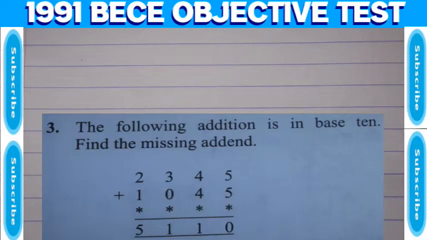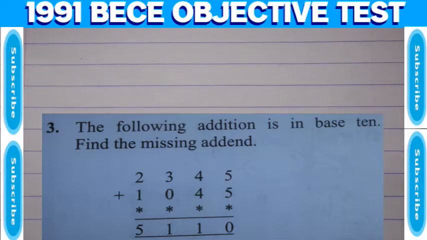The following addition is in base 10. Find the missing addend. So base 10 addition is the usual addition that we do. You add, and then when you have a sum of 10, you write 0, and then you carry the remainder of 1 to the next place value. So it's the usual addition that we do.